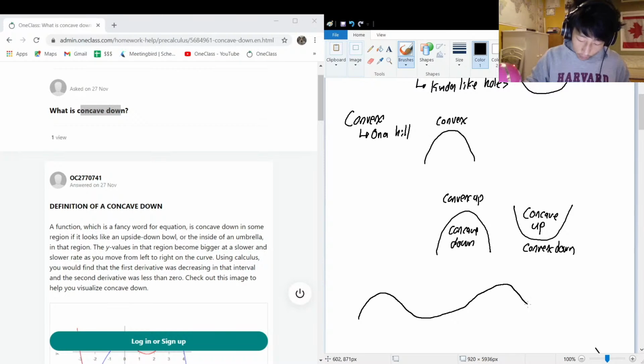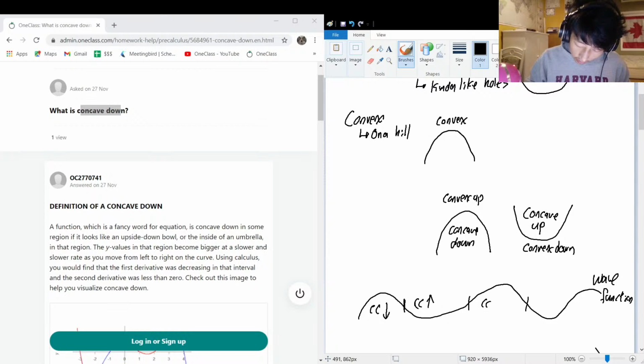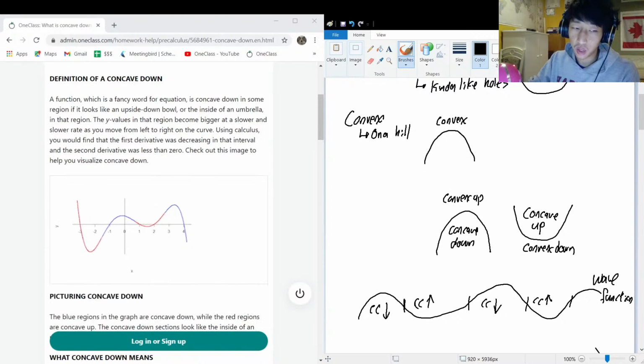But some functions have areas that are concave and some areas that are convex. If we have a wave function, we can have concave down until about here. Between there it's concave up. Between there and there it's concave down, and then this section is concave up. So a function is not exclusively one or the other. There are most likely going to be some sections that are concave down, some sections that are concave up. So it's up to you looking at your function to determine exactly how that's happening.